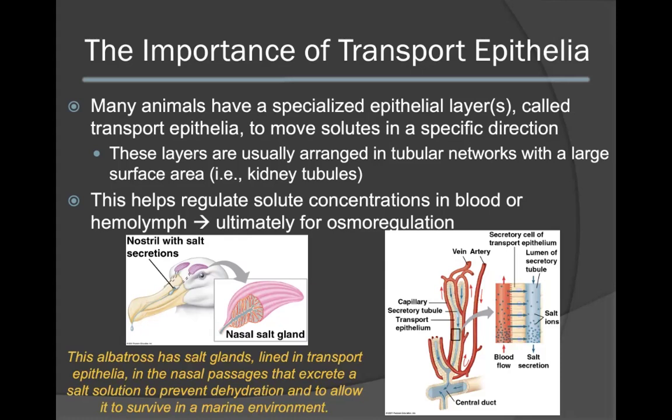For example, the albatross is a marine bird that has salt glands that are lined in transport epithelium in the nasal area. These salt glands can excrete a salt solution in order to prevent dehydration in a marine environment. The other diagram to the right also shows the distribution of transport epithelium and the movement between blood flow and salt secretion in the nasal passageways.